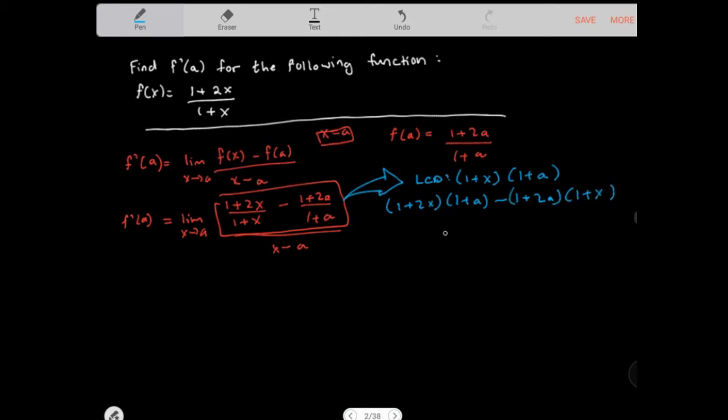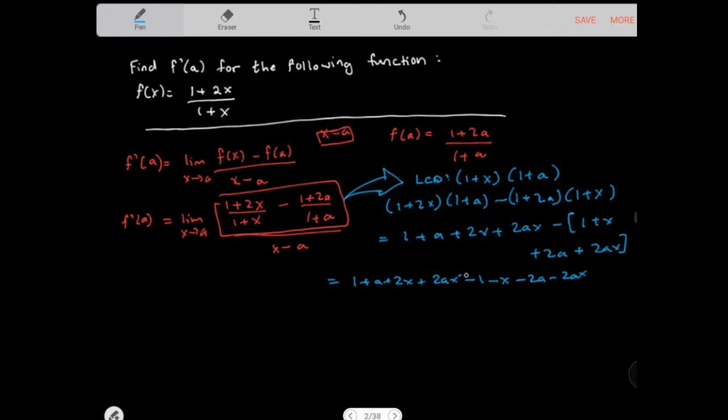(1 plus x). Okay, so you get 1 plus a plus 2x plus 2ax minus (1 plus x plus 2a plus 2ax). Then if I expand this out, you get 1 plus a plus 2x plus 2ax minus 1 minus x minus 2a minus 2ax. Okay, and let's see what we can cancel out. So we can cancel the positive 2ax and negative 2ax.